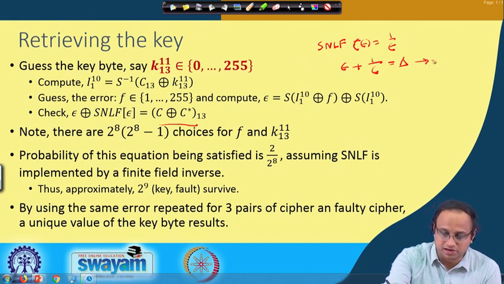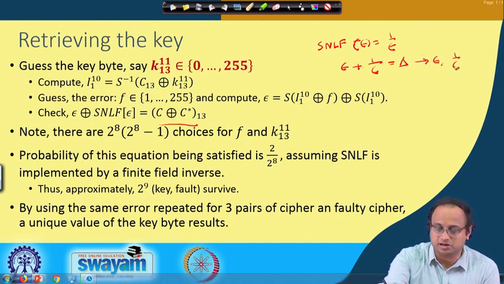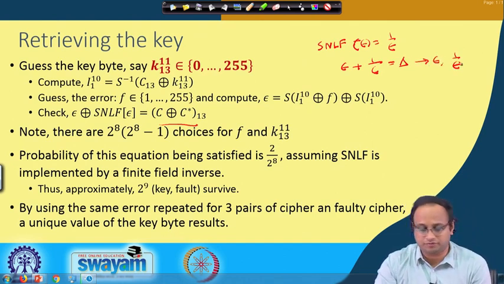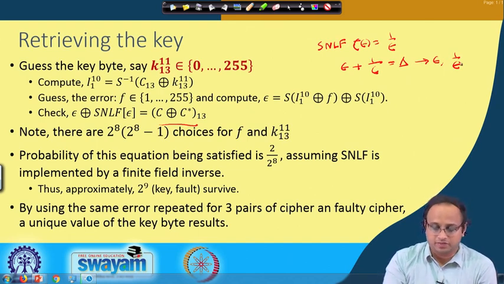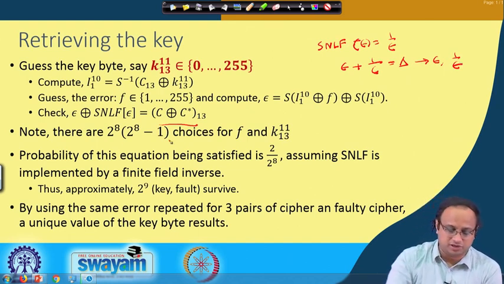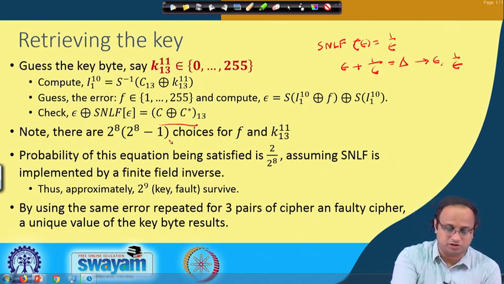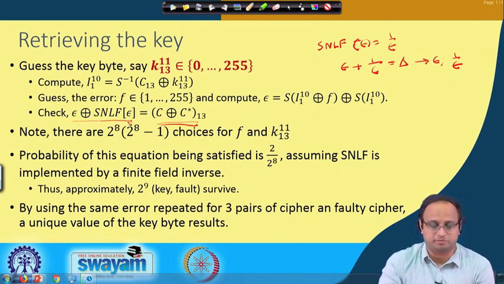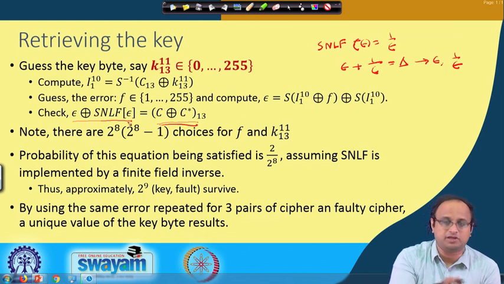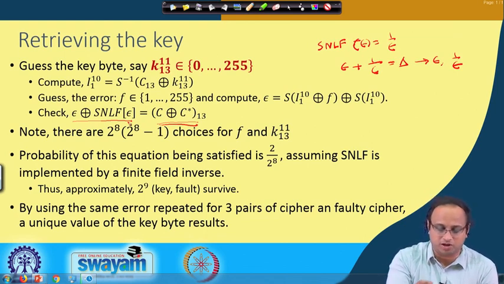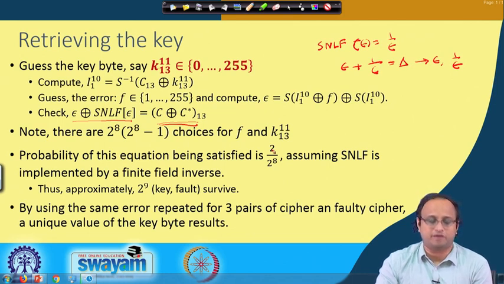So here if epsilon is a root, then 1 by epsilon is also a root of this equation. Therefore there are 2 solutions, and the probability of this equation getting satisfied is 1 by 2 to the power of 8, because this value is already known from the output, and the probability that a random choice will satisfy this equation is 1 by 2 power of 8, because there are 2 power of 8 bytes, and out of them I am considering 1 byte.